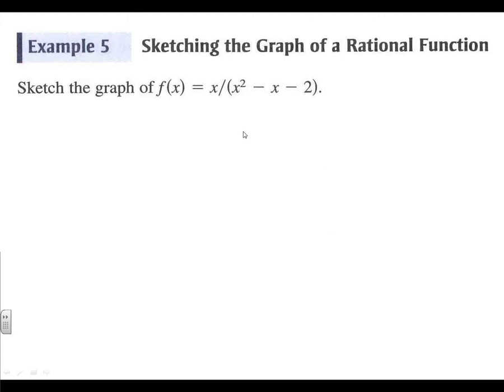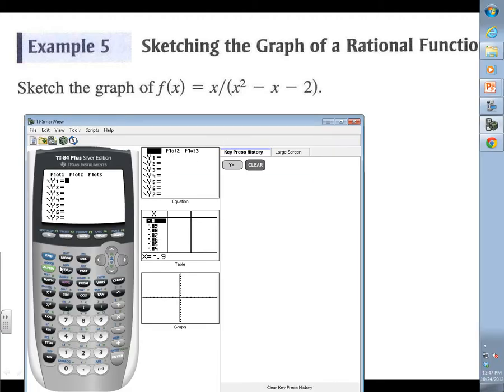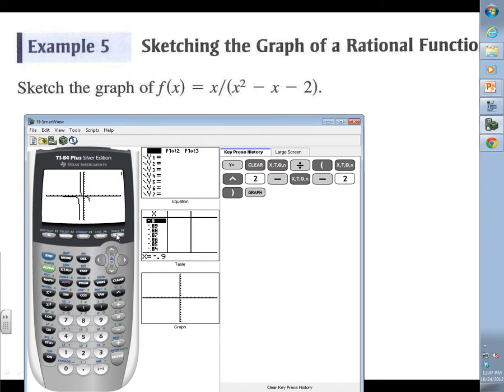Alright, for example 5, our sketch is going to get a little more complicated. X over, all of a sudden we have a trinomial. So I'm going to cheat a little bit and go to my graphing calculator and just plug this in to begin with, just to get an idea of what it should look like. X divided by, make sure you're putting in your parentheses, x squared minus x minus 2, and we'll go ahead and graph this.